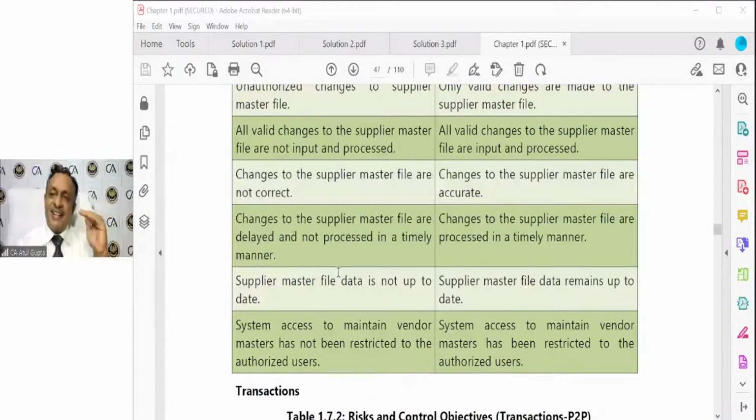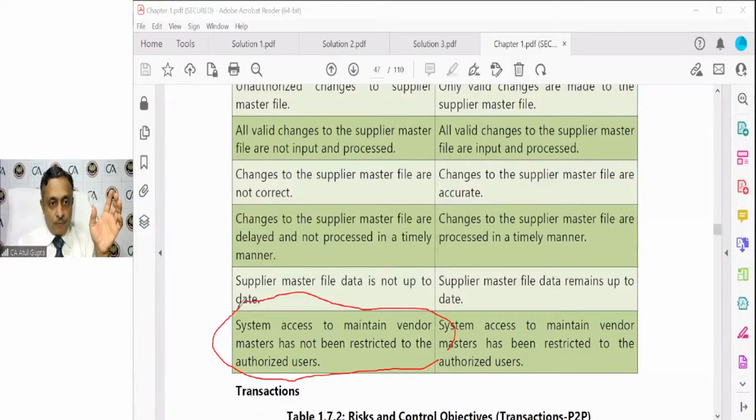Then next point is in continuation to the previous. Supplier master file data is not updated. So that you can take care of. And system access to maintain vendor masters is not restricted, that is a disaster. So please understand. This is a disaster. It is against the principle of internal control. You need to have segregation of duty. Maker cannot be checker. So access rules have to be defined very, very properly in system.